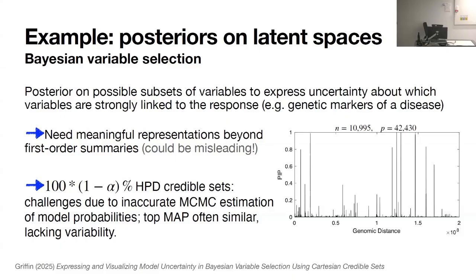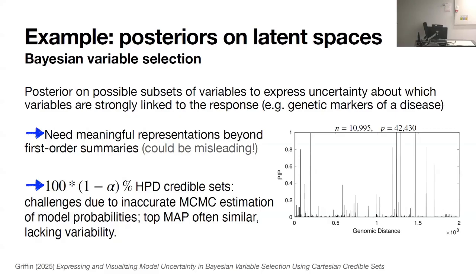One thing you can do is look at these PIPs, these marginal inclusion probabilities, which look at each variable individually and say what's the probability that it's included in the model. But this can be misleading in some cases. If you have groups of very highly correlated variables, you might have overall very low PIP values if you look at each one of these.